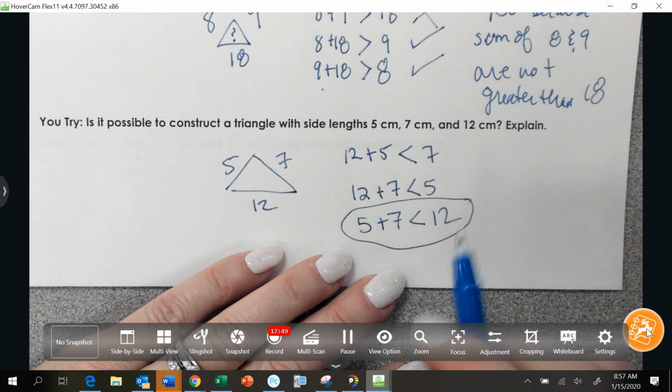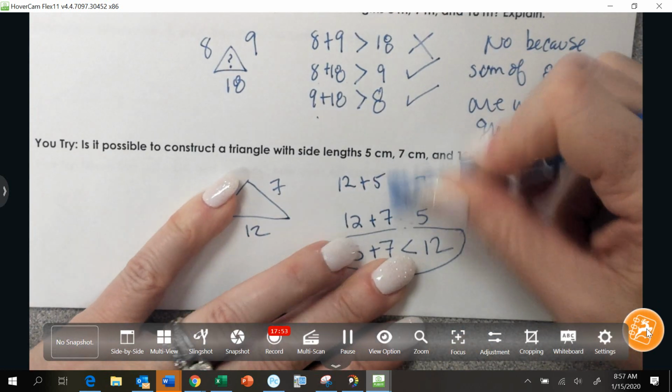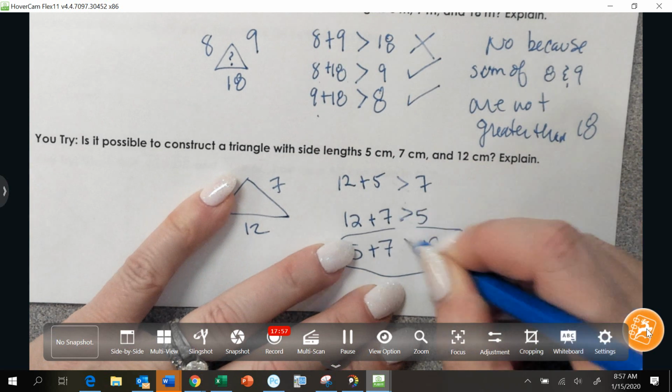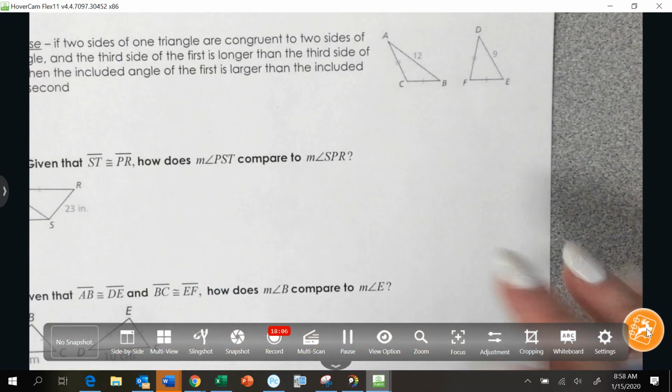Did I just do all of these the wrong way? What is wrong with me today? I like have them every other day though. Okay, so this one does not work. I know what I meant.